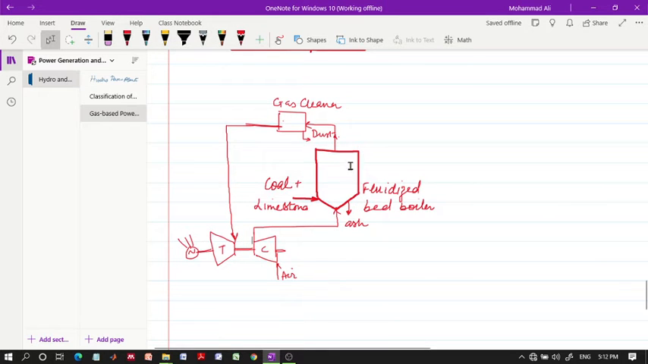Now this cycle, if you see, becomes the basics of the gas-based power plant. Now there must be expelled gases from here, right? After running this turbine, we have certain expelled gases. What we are going to do with these gases, let us see.